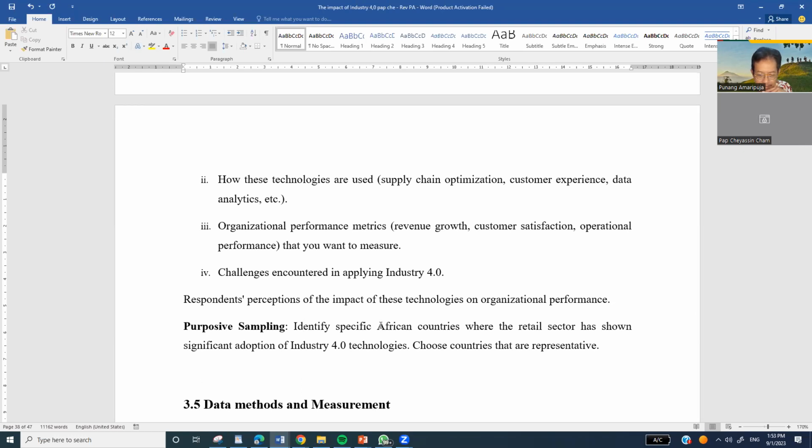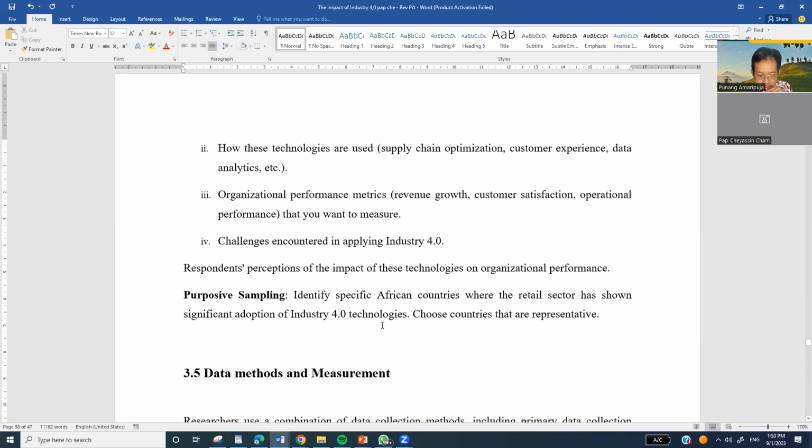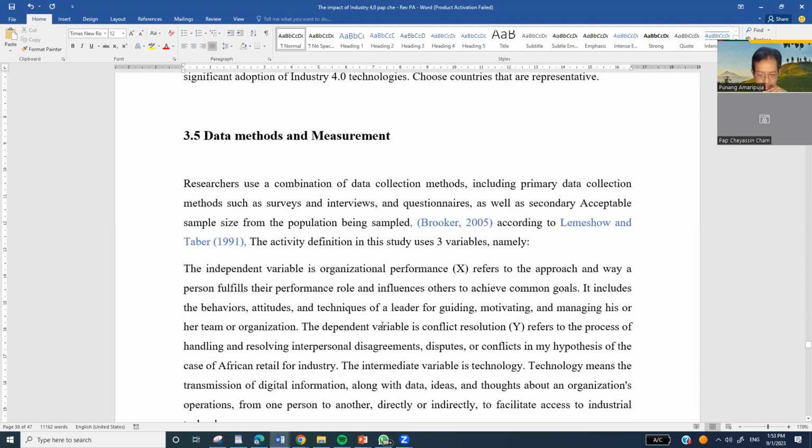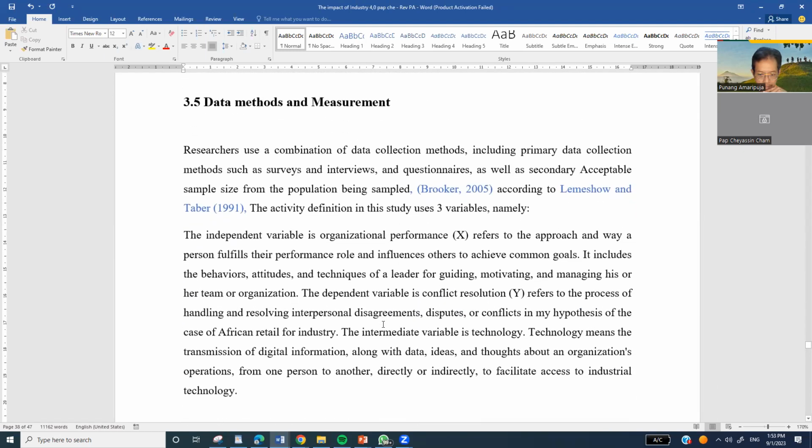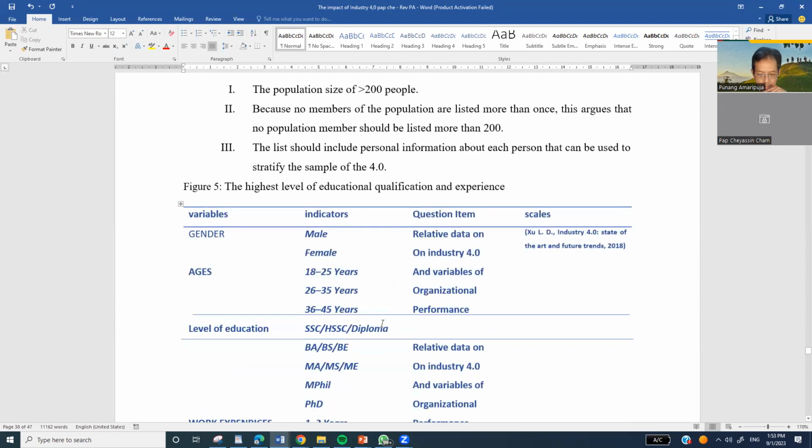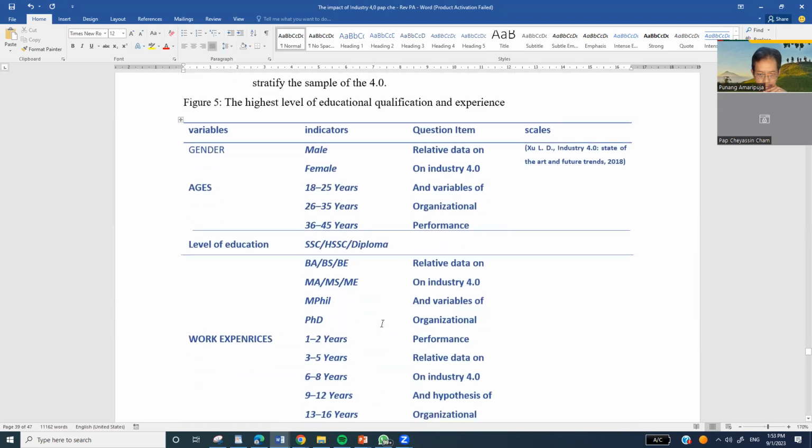I was explaining, based on this question, let's go down to the data measures, then I can explain more about what I was trying to explain. So let's go to the table. I had a table that I was trying to explain. Here, we have indicators. I base it on the gender, age, the level of education and the work experience.